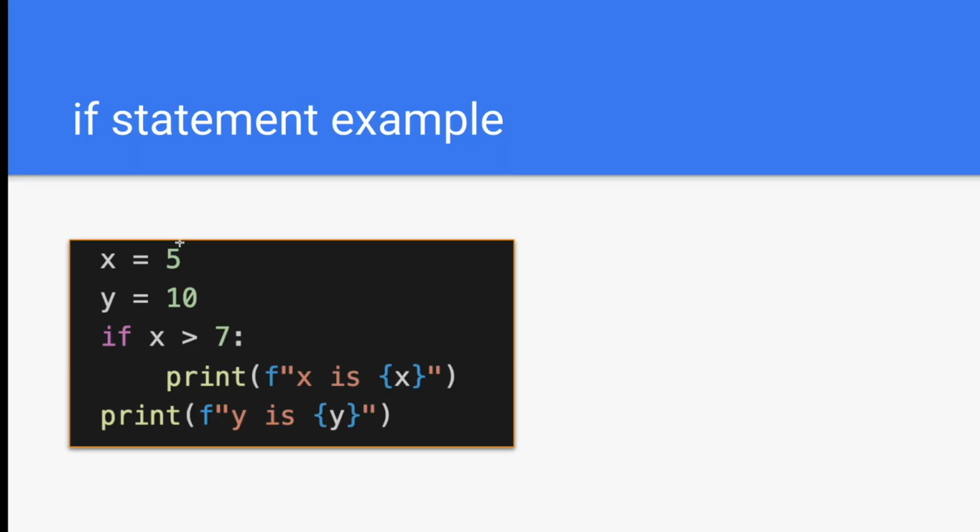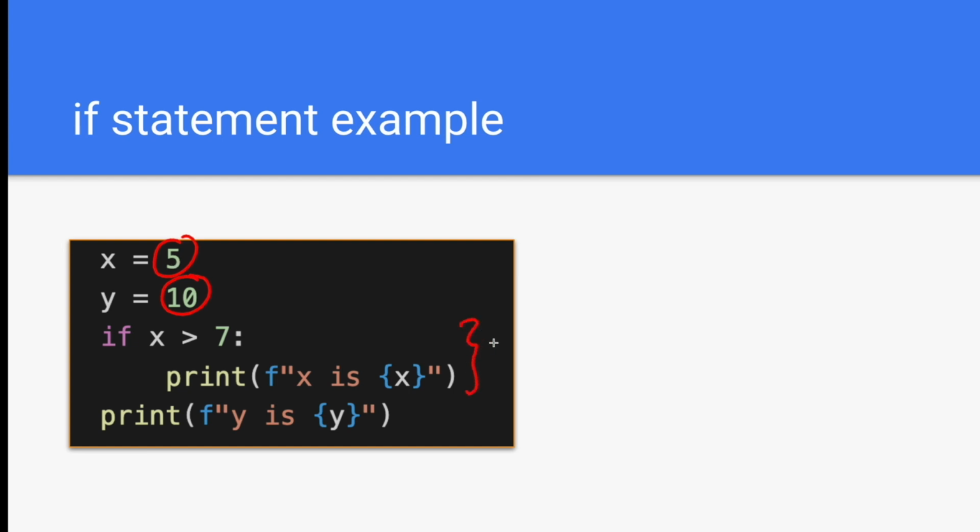Okay, say instead of just printing x and printing y, say we want to print x only if the value of x is larger than 7. This is what we want to do. So if x is 8, 9, anything larger than 7, then we're going to print it on the screen. If the value of x is less than 7, we're not going to print it out on the screen. Okay? But regardless, we want to print y. If you want to write the code for this, it will look like this. First, we say x is equal to 5 and y is equal to 10.